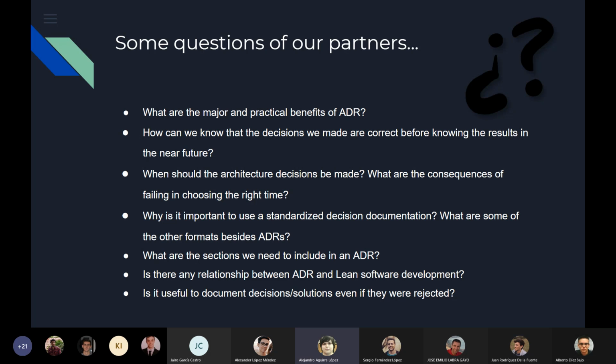When should the architecture decisions be made? What are the consequences of failing in choosing the right time? The decisions should be made whenever a decision with a significant impact is needed. But we already explained this in one of the slides, so we have to ask ourselves whether we have a problem. Is there an existing solution? Is it documented? So we need to write an ADR.